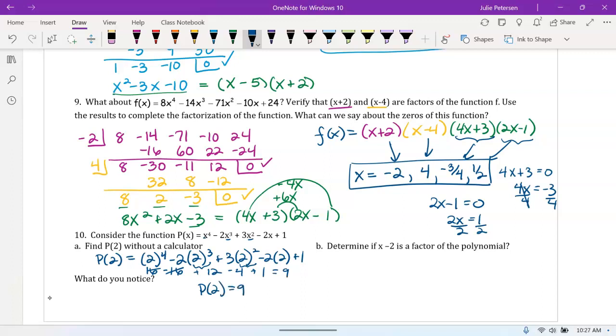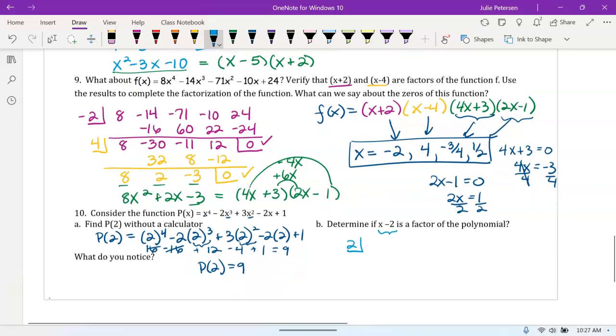The next question asks us about the same polynomial to determine if x minus 2 is a factor. So for x minus 2, we would put the 0 from that, which is 2, in the corner here. And then we're just going to see if it's a factor. If it is, remember what we're supposed to get as our remainder. We're supposed to get 0. So I'm going to do 1 for x to the 4th, negative 2 for x cubed, 3 for x squared, negative 2 for x, and then plus 1.